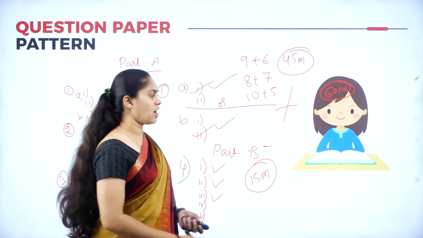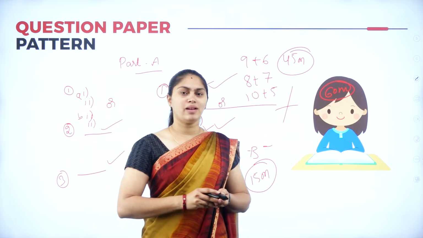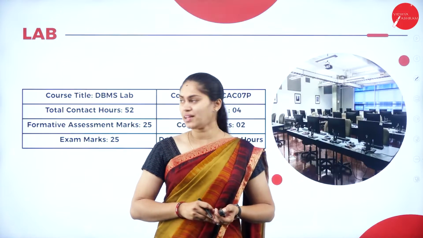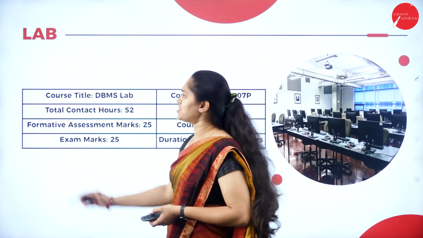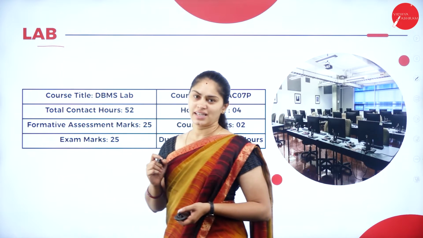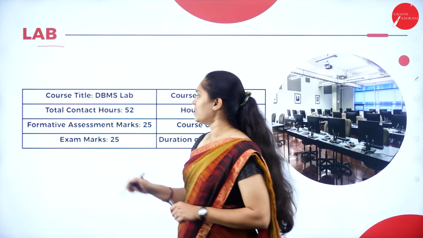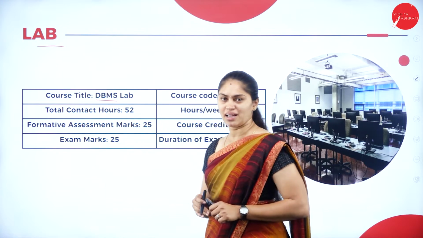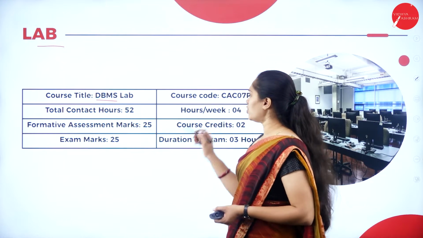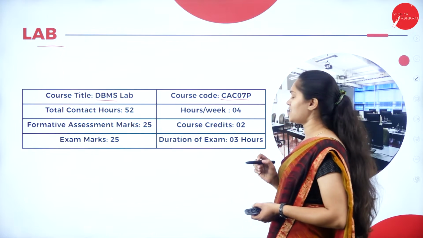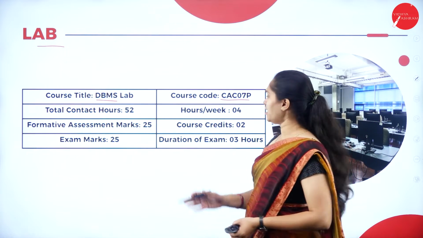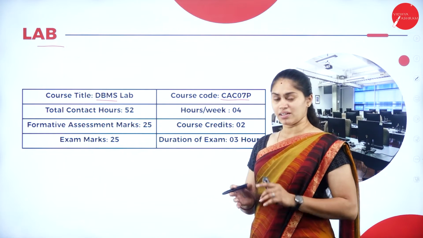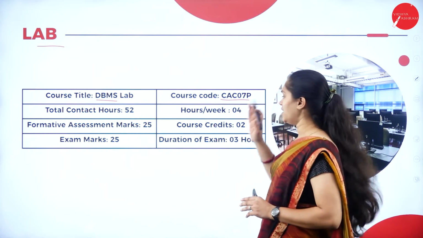Fine. So this is how the examination pattern will be for your NEP. Next, what we have is all regarding lab. Do we have a lab for this subject, database management? Yes, we have. Then what is the lab name? That is the DBMS lab or database management systems lab. So the course code is CAC07P. If you consider the theoretical aspect, that is CAC07. If it is practical, P will be included.